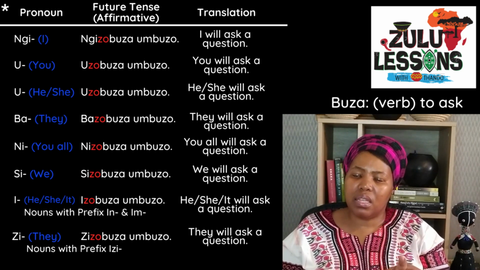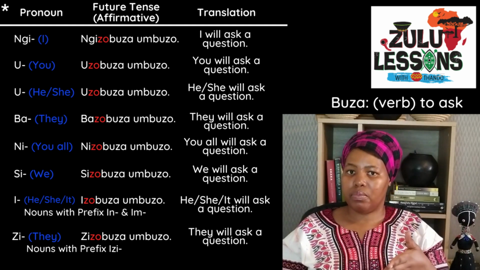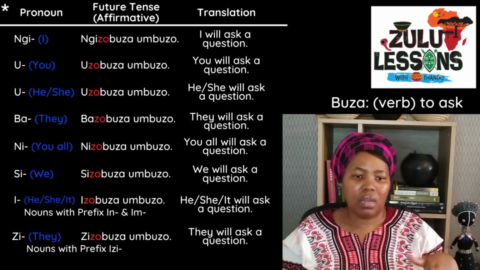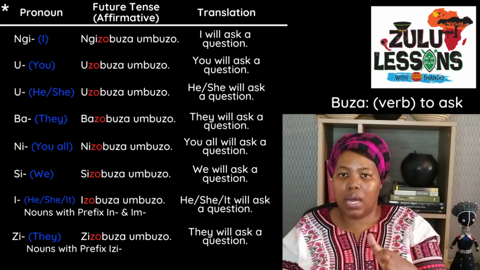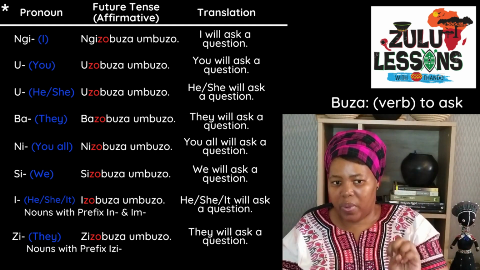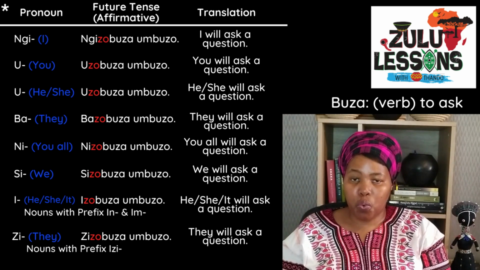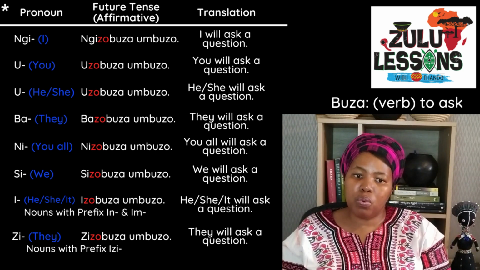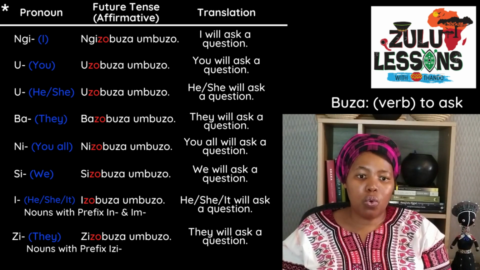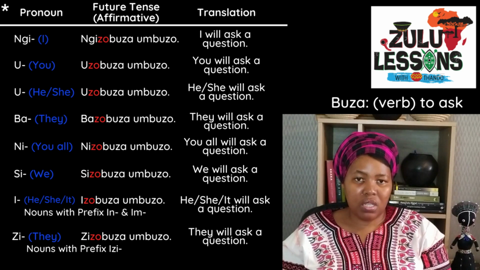Now, we can easily leave it at ngizobuza and stop there. It's just fine. I'll ask. But we can also add to it and say ngizobuza umbuzo. So we can do it both ways. And then for you, you are going to ask or you will ask: uzobuza umbuzo. And he or she, uzobuza umbuzo. He or she is going to ask a question or he or she will ask a question.